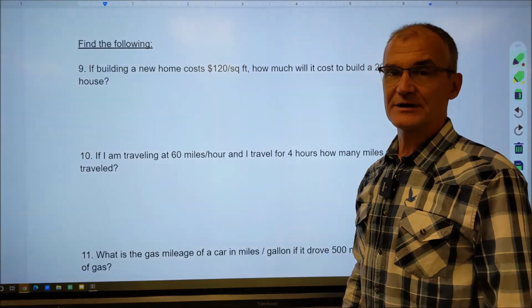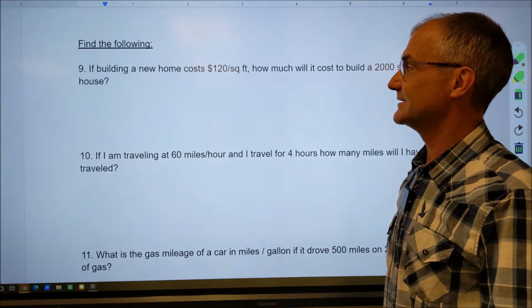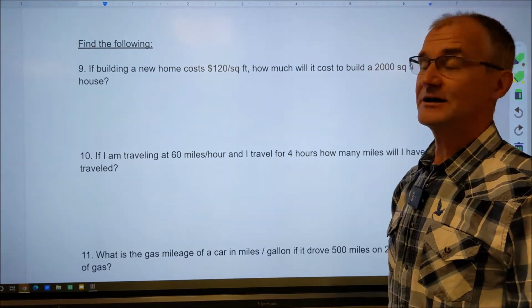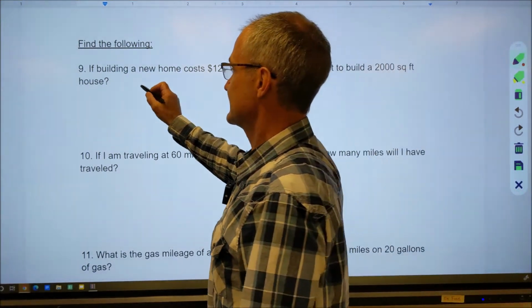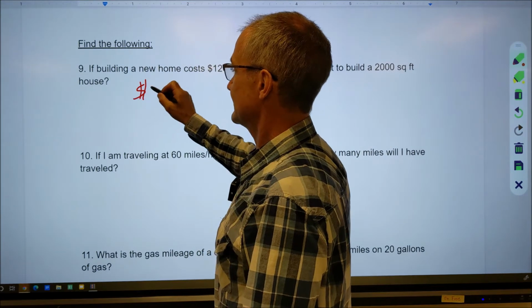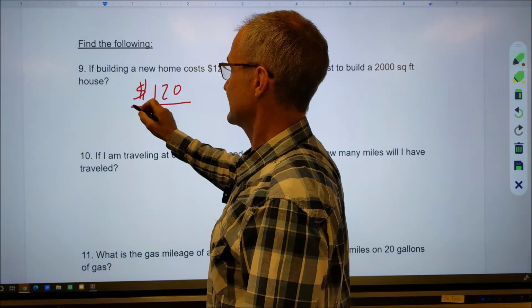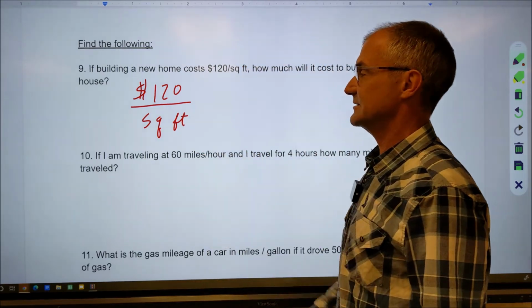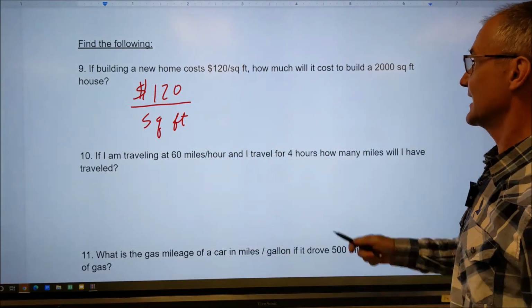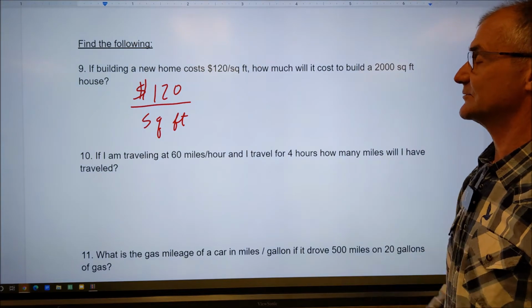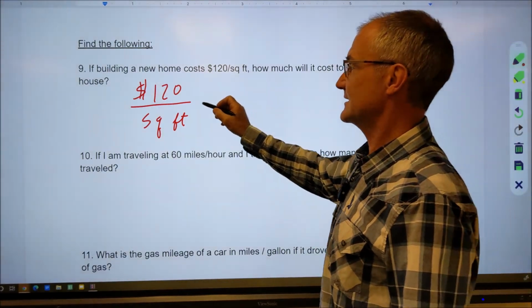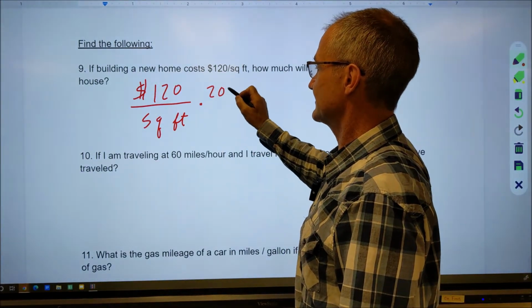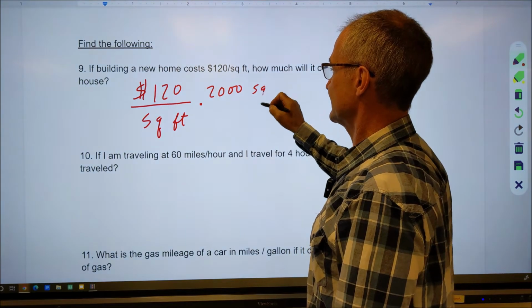Okay, let's move on to rate problems. Let's look at number 9 here. The building of a new home costs $120 a square foot. So that's a fraction. The numerator is dollars, and the denominator is square feet. And that's why it's considered a rate, because the units are different. How much will it cost to build a 2,000 square foot house? Well, I just take that number and multiply it by 2,000. It is square feet as well.